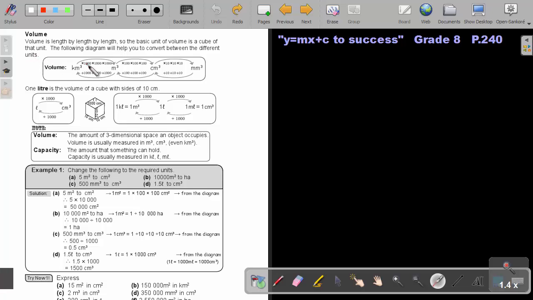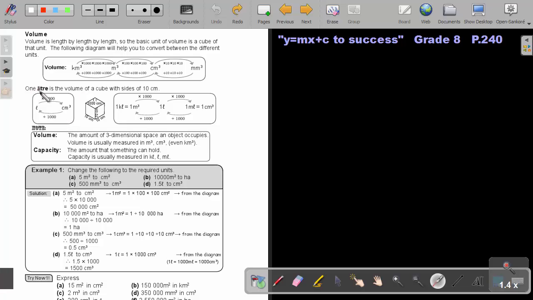So now, remember the original length was 1,000. But now 1,000 cubed will be 1,000 times 1,000 times 1,000. 100 cubed will be 100 times 100 times 100. And this one, 10 cubed, will be 10 times 10 times 10. If I go to this side, I multiply. And if I go back, I will divide. Exactly the same, just divide.